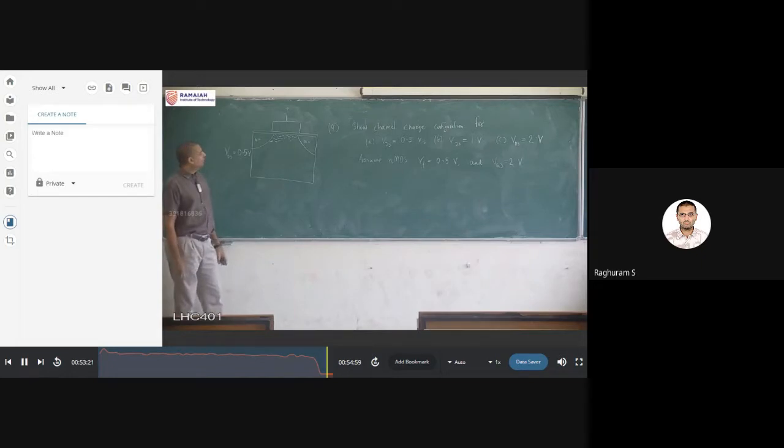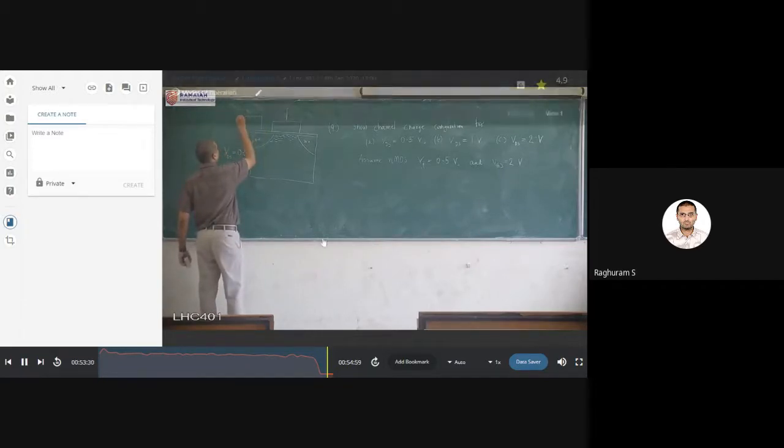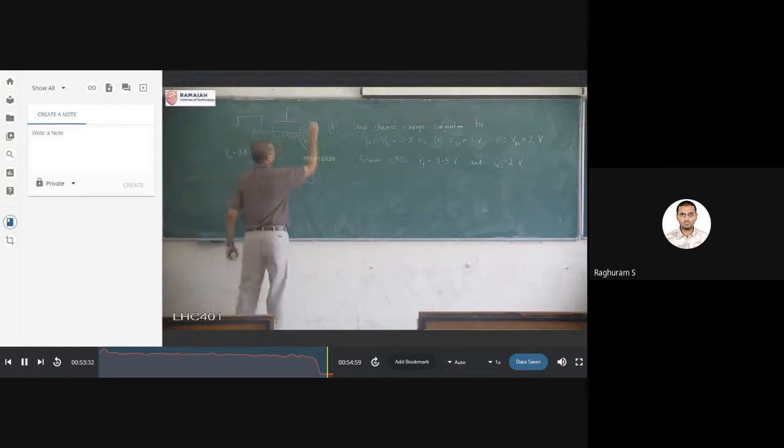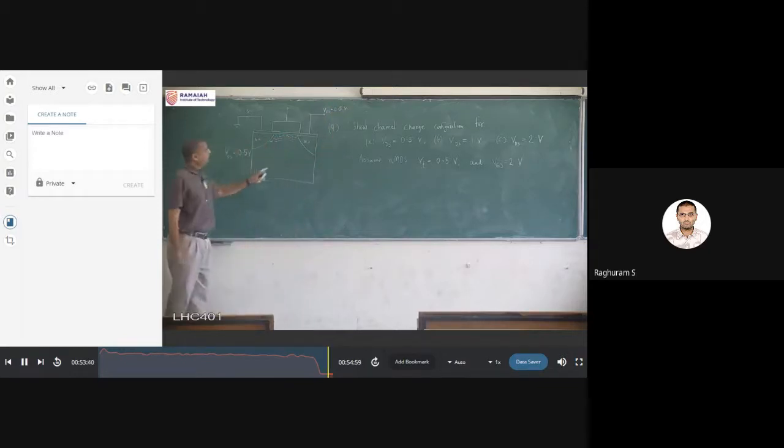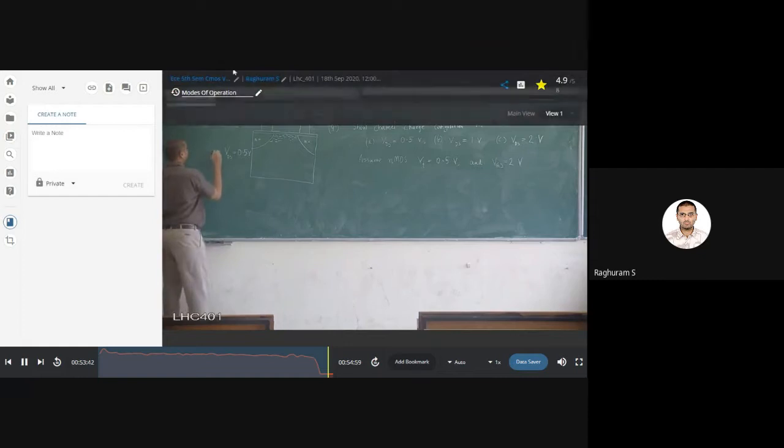Now directly, I hope you can see this. Sorry, I didn't mark it. This is my source terminal. Assume again that it is grounded, and the drain terminal is at 0.5 volts. That is the question, that is part A.